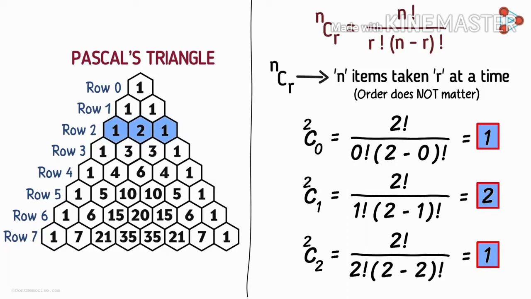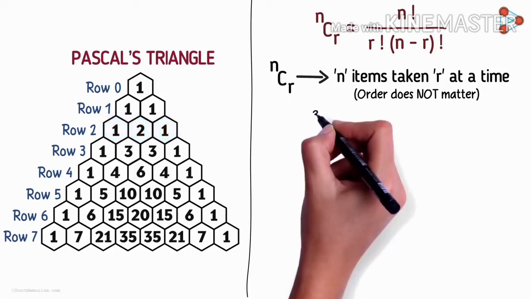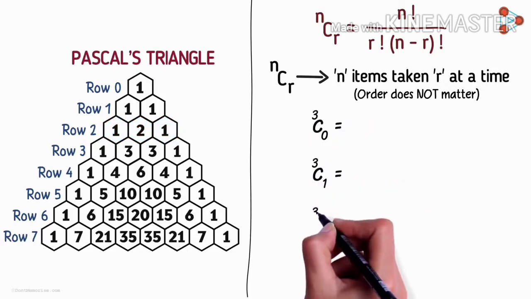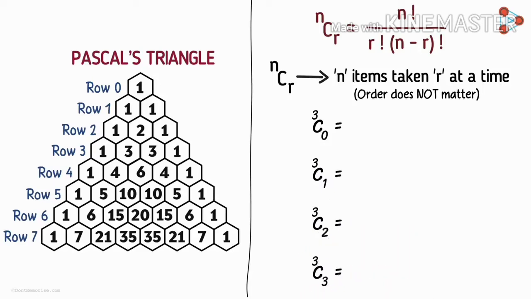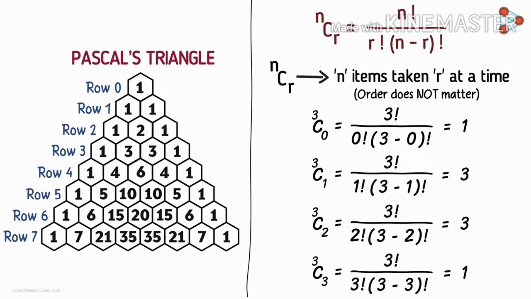Do you think there is some relation here between combinations and the Pascal's triangle? Let's find out. Calculate the values of 3C0, 3C1, 3C2 and 3C3 by yourself. Did you get it as 1331? You're absolutely right. Have we seen these terms previously anywhere? Oh yes, these terms form the third row of the Pascal's triangle.